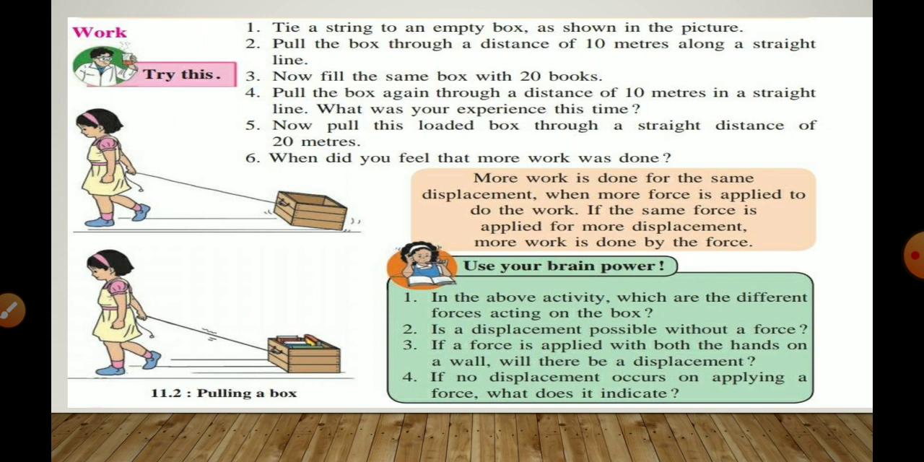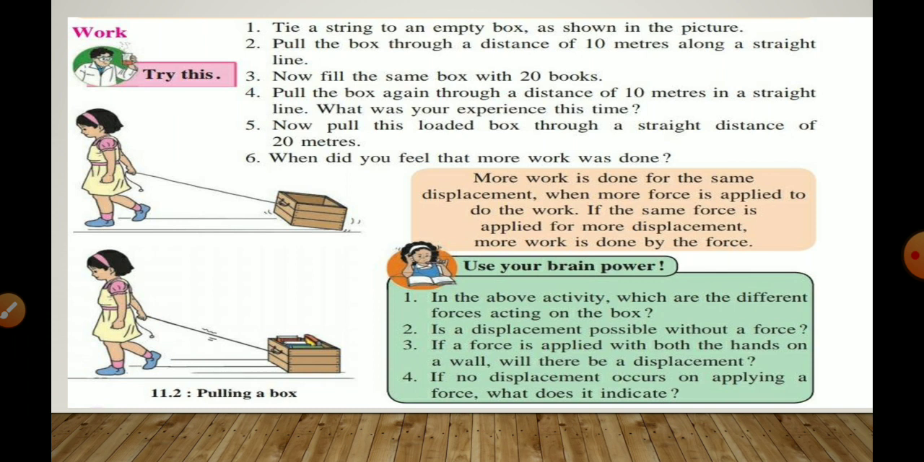And is a displacement possible without a force? No, displacement, movement is not possible without a force. Movement हो सकता है क्या without force? No, not at all. And third, if a force is applied with both the hands on a wall, will there be a displacement? No. Wall को आप लोग push कर सकते हैं? Is it possible for you? No, not at all. We cannot push.